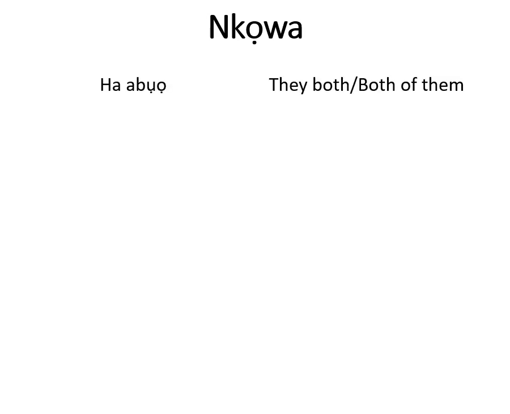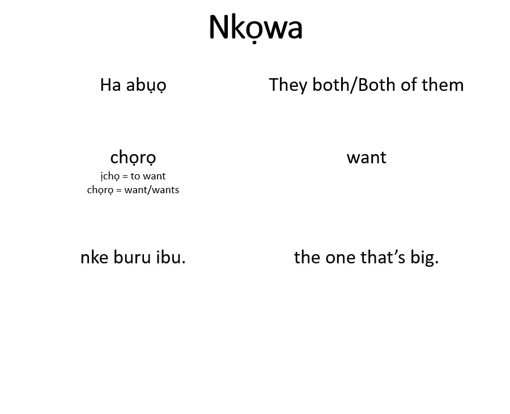And then, what happened with the snacks? Ha abụọ means they both or both of them chọrọ, want. Ịchọ is to want. Chọrọ means want for many people or wants for one person. Nke buru ibu, the one that's big. So ha abụọ chọrọ nke buru ibu. They both want the one that's big or both of them want the one that's big.